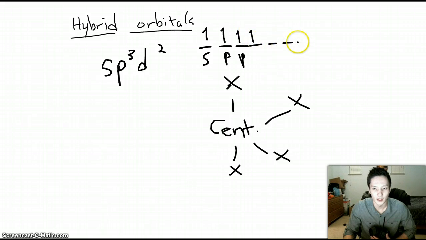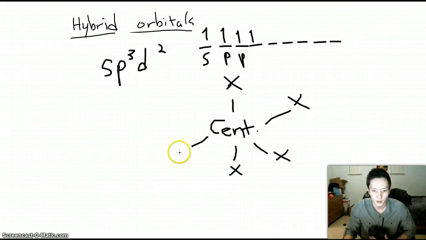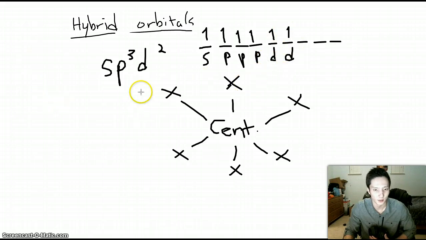And then once we get to 5 and 6 attachments, we go into the d region. So if you have 5 attachments, we have the d orbital, so sp3d1. If we have 6 attachments, whether it's a lone pair or an atom, then we have what's called sp3d2.